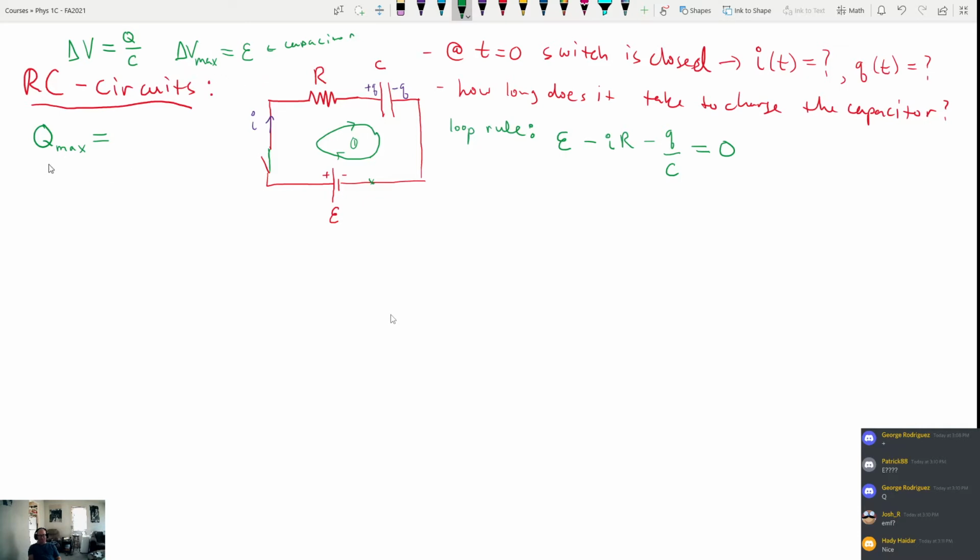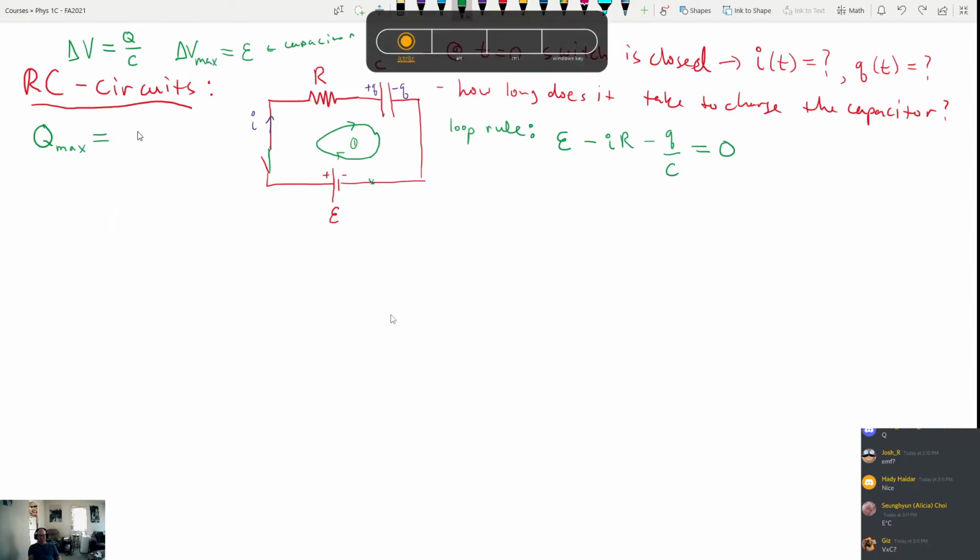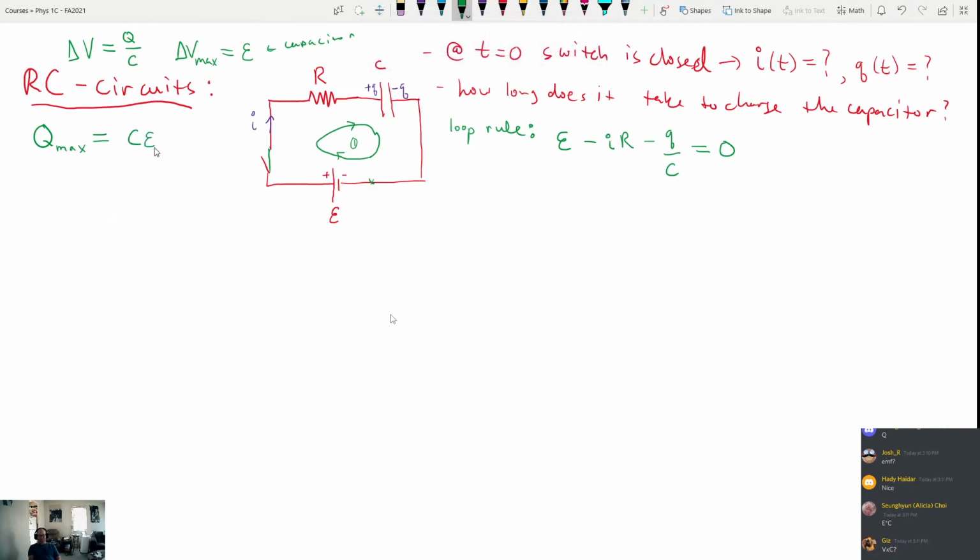So what would the maximum charge be then? C times E, that's right. Yep. Because according to this equation right here, if I take C times delta V, it gives me the charge, right? Okay. So that's going to be my maximum charge. What's the maximum current going to be?